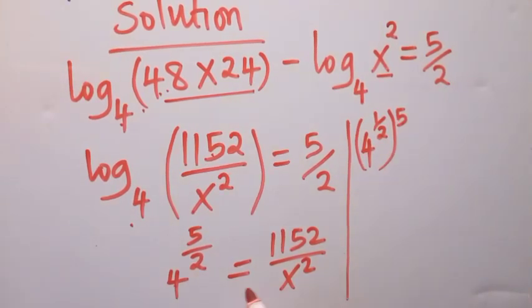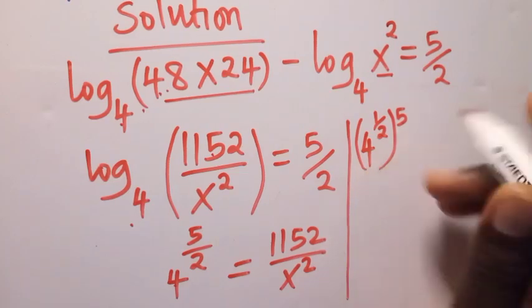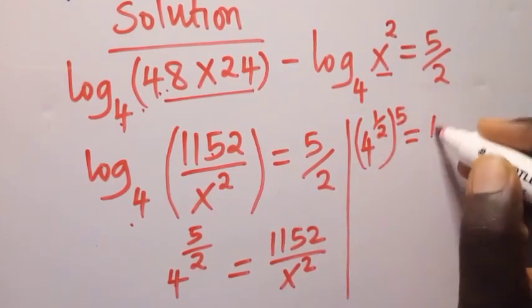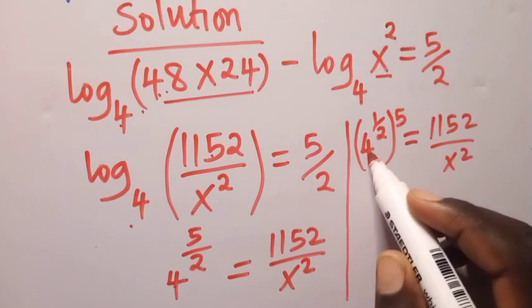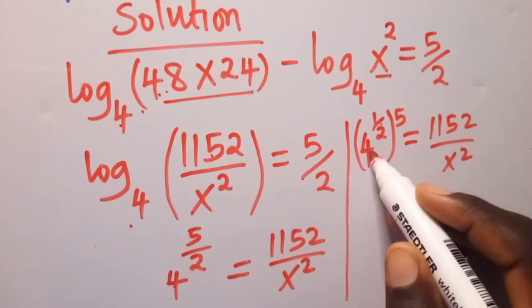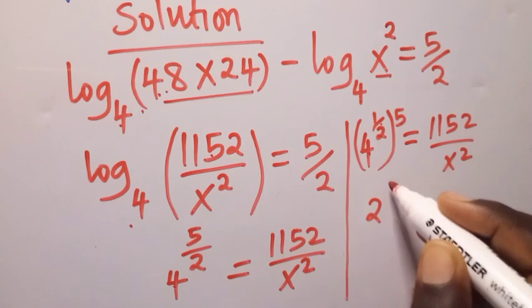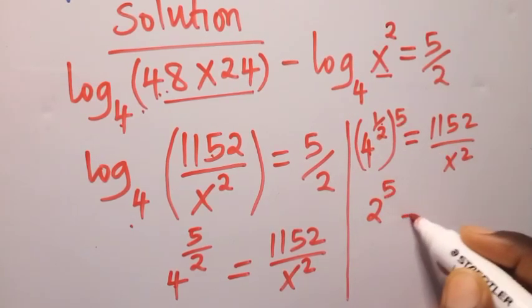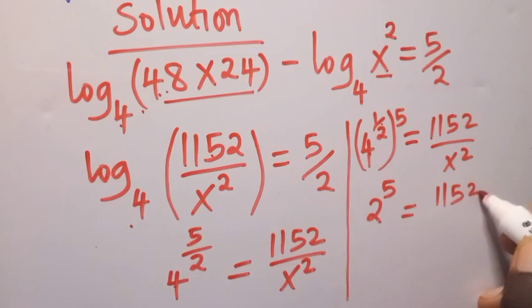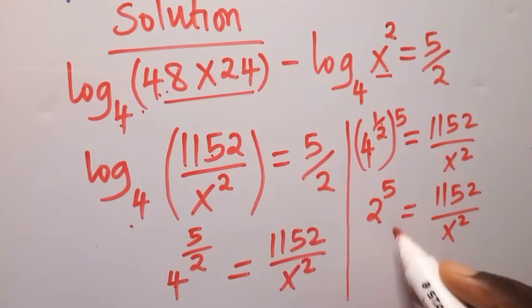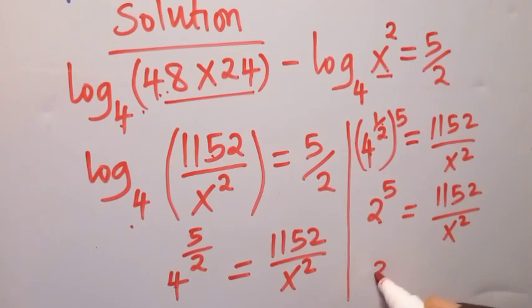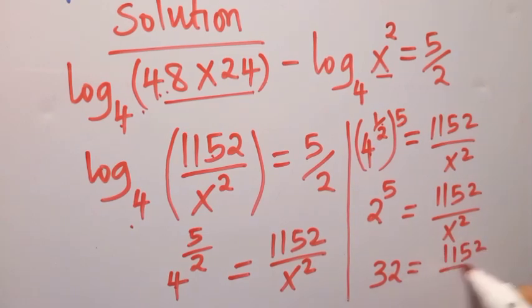And therefore, we shall have this one then equals to 1152 all over x squared. Now, 4 raised to a half is the same as the square root of 4. And the square root of 4 is 2. And therefore, we shall have 2 raised to this 5 equals to 1152 all over x squared. Now 2 raised to 5 is 32, and therefore we shall have 32 equals to 1152 all over x squared.